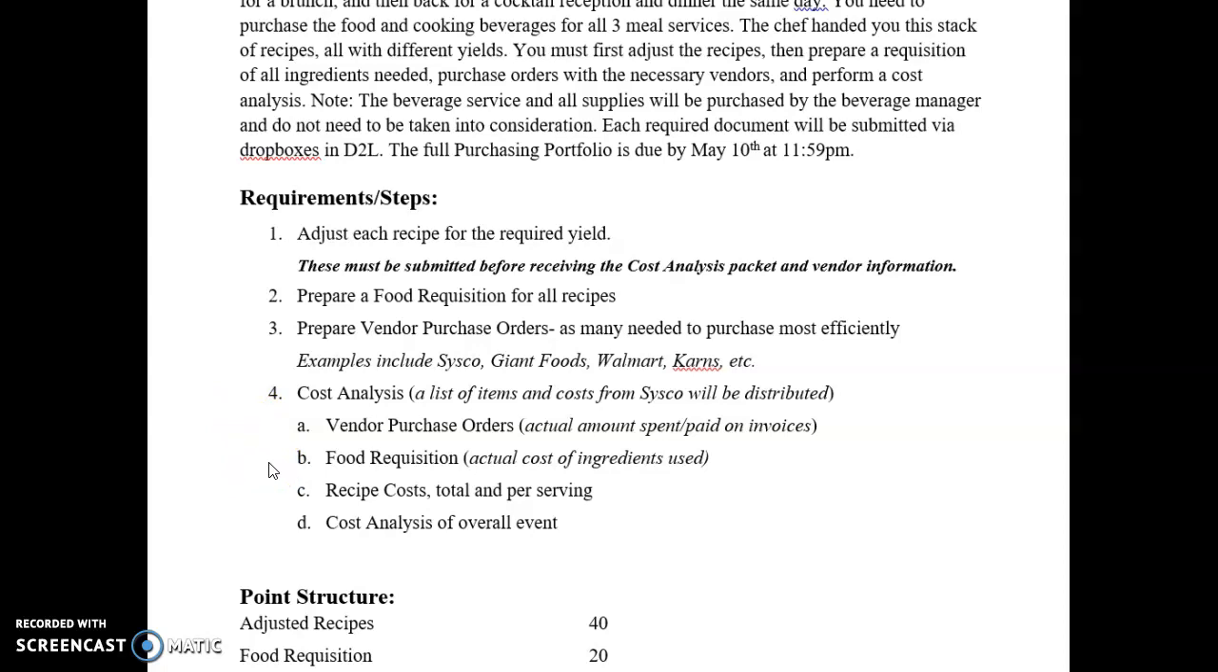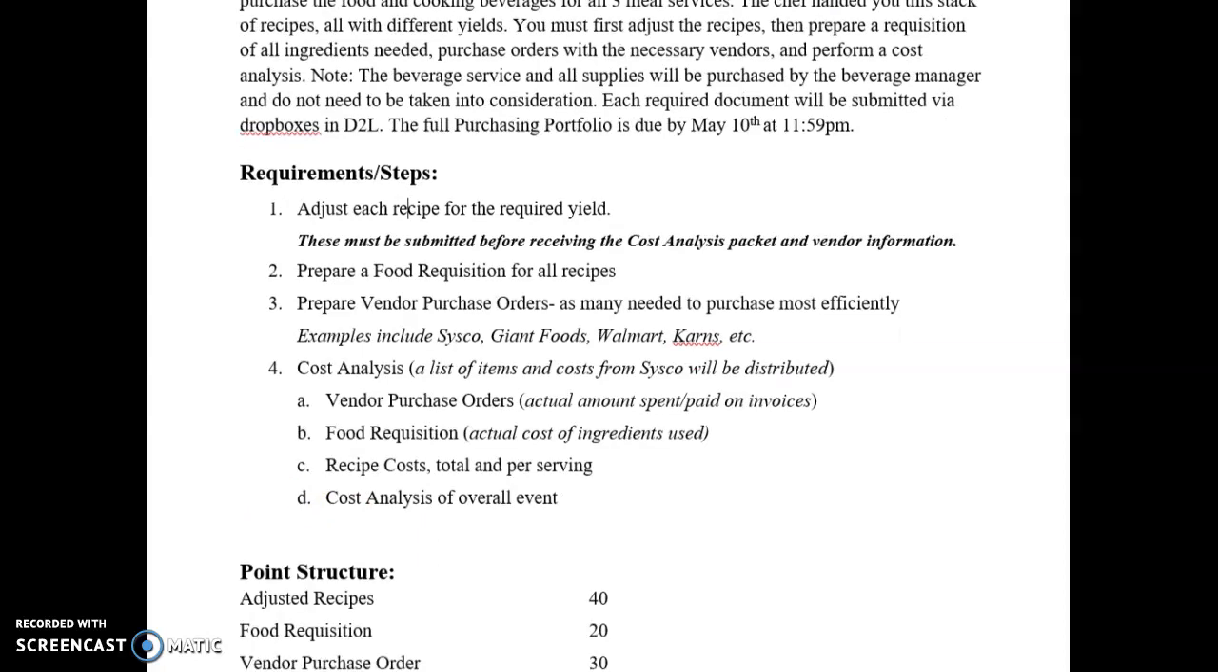Then let's work backwards and go to your food requisition. Determine the actual cost of the ingredients that are being used to produce this menu. Then you will go back to the recipes and determine what the total cost of the recipe is and the cost per serving. At the end, we will do a full cost analysis of the overall event, based on food cost and other components, to see how well you did with your purchasing.